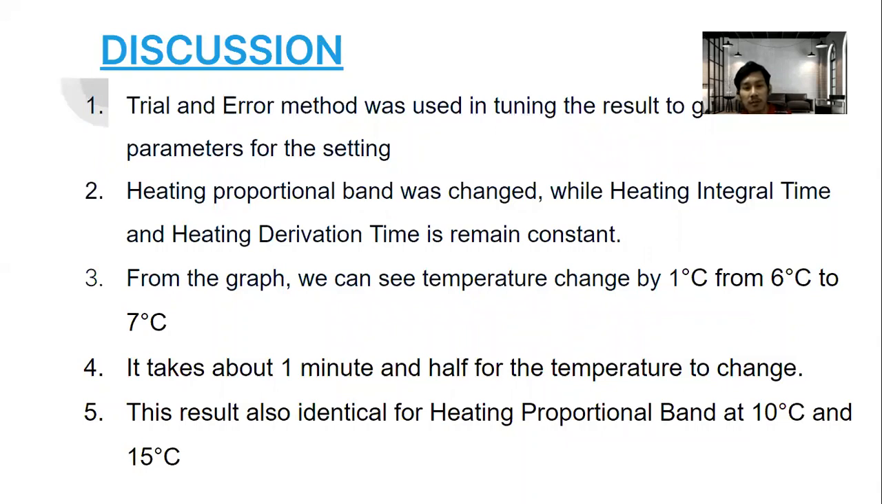For the graph, we can see the temperature changed by 1 degree Celsius from 6 to 7, like my friend explained earlier. It takes about 1 minute and a half for the temperature to change in the first experiment, the second one is about 1 minute and 20 seconds, and the last experiment is about 1 minute. This result is also identical for the heating proportional band at 10 degrees Celsius and 15 degrees Celsius.